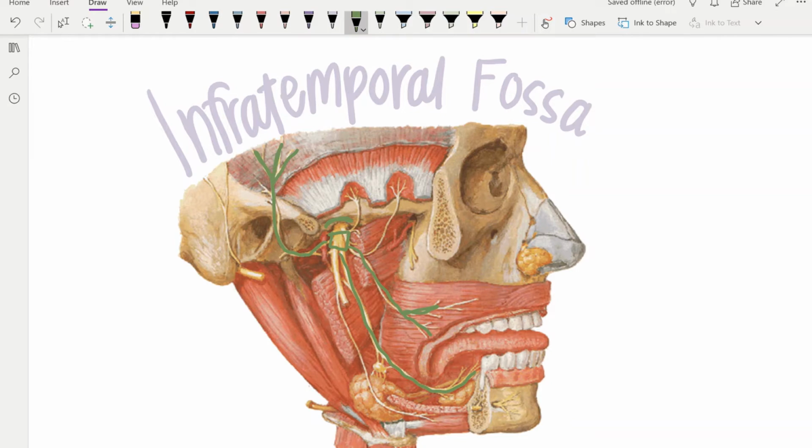If we look at the beginning of the lingual nerve, we can see the chorda tympani from cranial nerve 7 hitchhike onto the lingual nerve. This travels down to provide taste to the anterior two-thirds of the tongue.